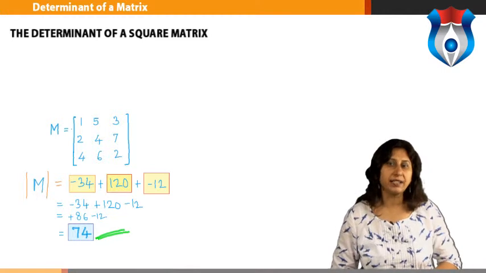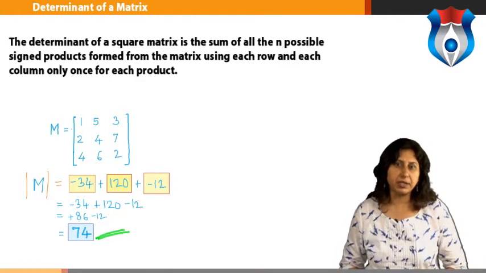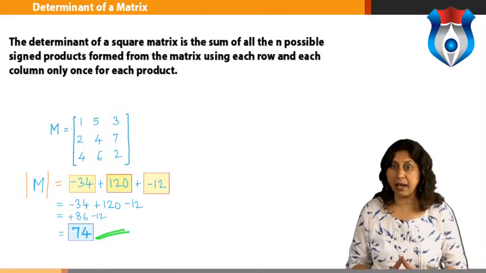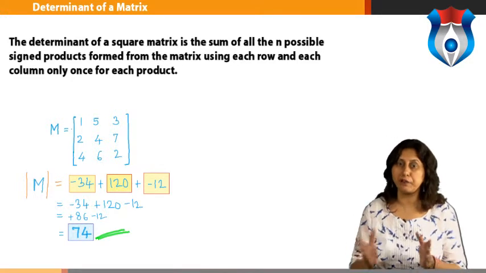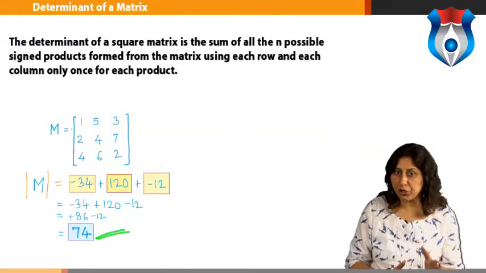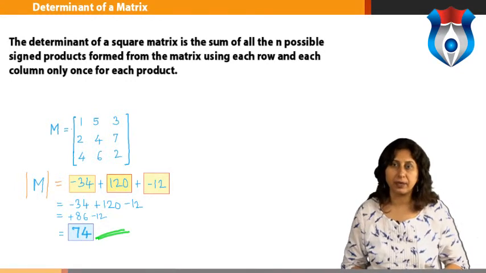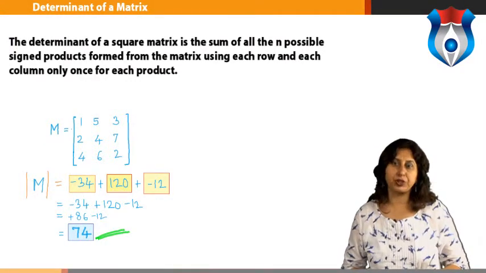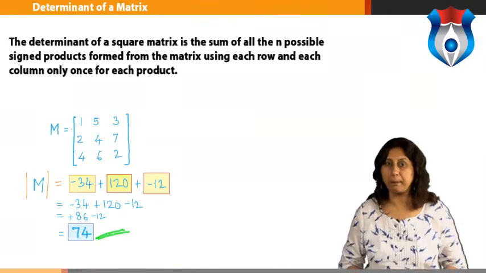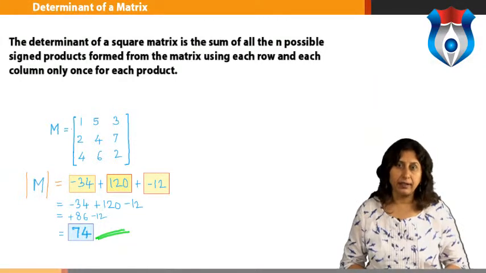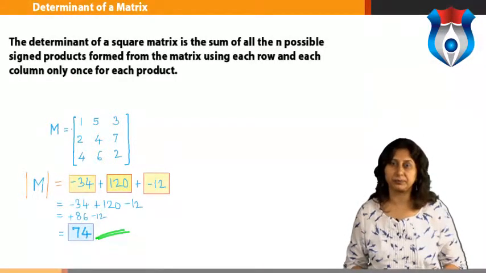Let us understand the determinant of a square matrix. The determinant of a square matrix is the sum of all the n possible signed products formed from the matrix using each row and each column only once for each product. The sign to be attached to the product is the same as the one determined by the formula (-1)^n, where n is the number of inversions as described above.